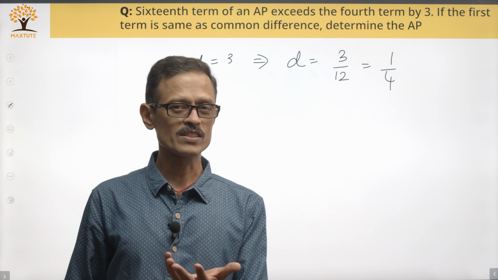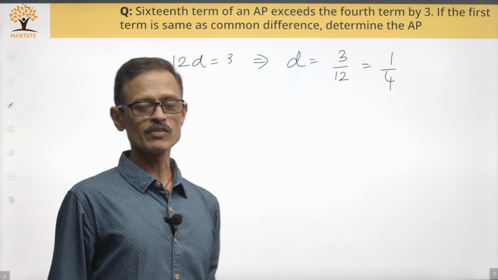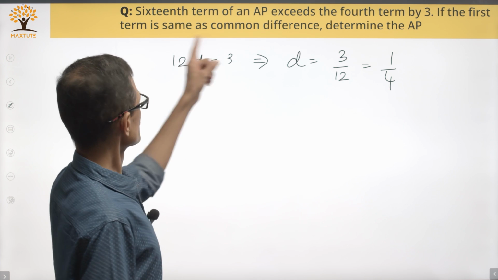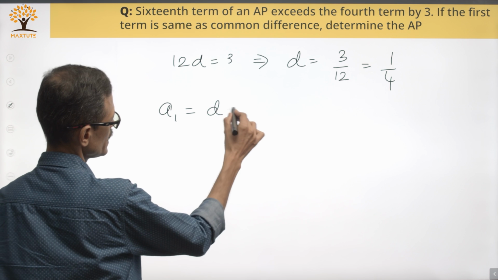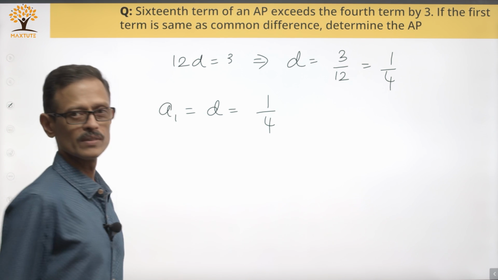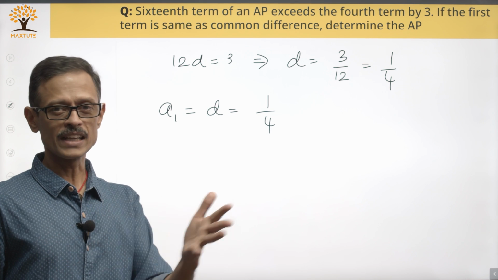If we compute the first term, then we know what AP we are talking about. The second statement gives us information about that. The first term is the same as the common difference, which essentially means that A1 is equal to D, which is equal to 1 by 4. So we know the first term, we know the common difference. Let's find out the second and the third term. We are done with this question, right?